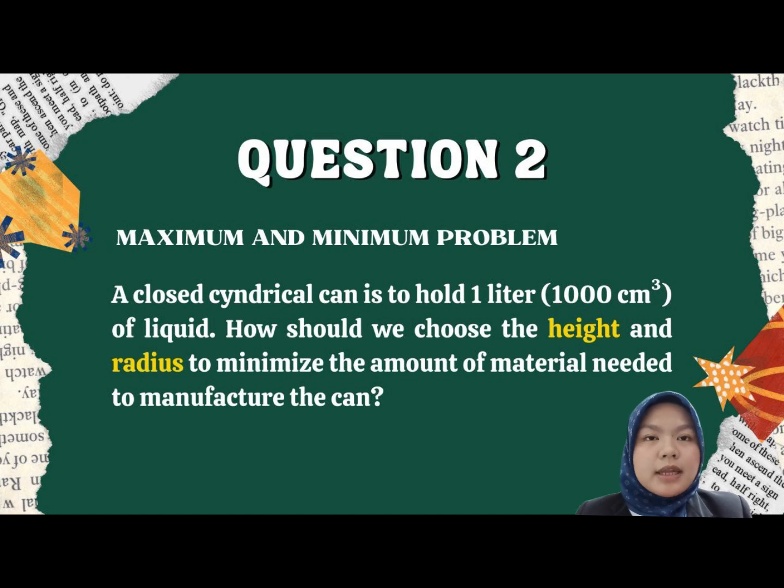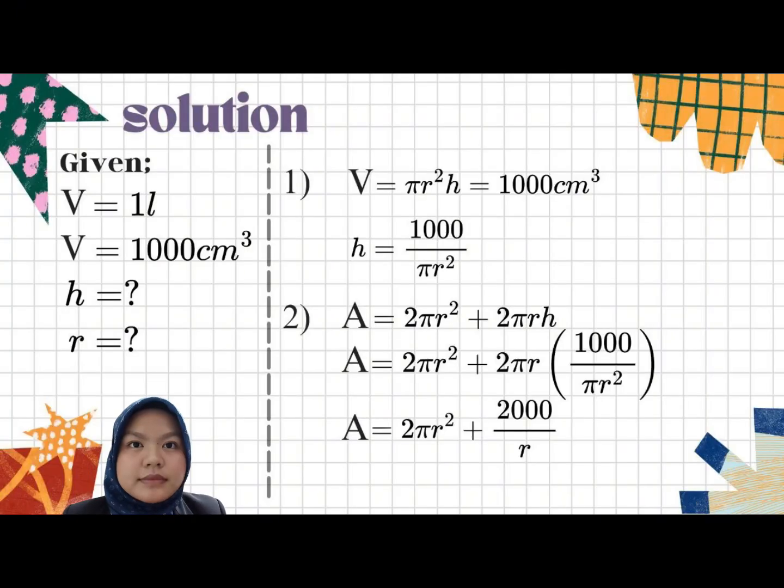The second problem statement is a maximum and minimum problem. A closed cylinder can is to hold 1 liter or 1,000 centimeter cube of liquid. How should we choose the height and radius to minimize the amount of material needed to manufacture the can? We are given the volume of the can, which is 1 liter or equivalent to 1,000 centimeter cube. Let us consider the radius of the cylindrical can is r and its height is h.